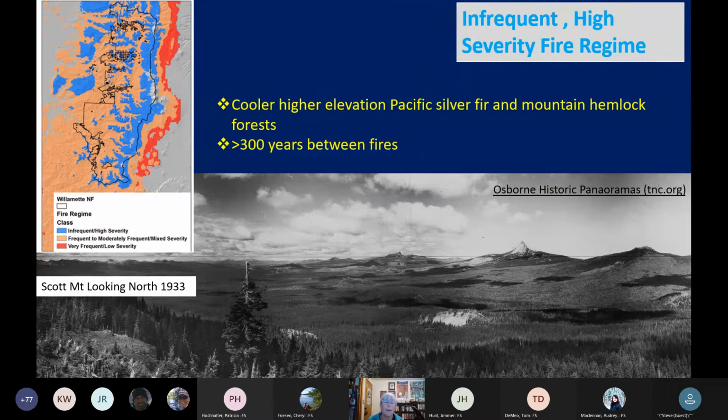And I'm going to illustrate that using this landscape view taken from the Scott Mountain Lookout in 1933. And I wanted to point out for those of you not familiar, these Osborne historic panorama photos are really invaluable, and I put the link here so you can access them. They're photos taken across, I think, the entire Northwest that the Nature Conservancy has compiled, and they really give you a good landscape view of pattern and some historical context.